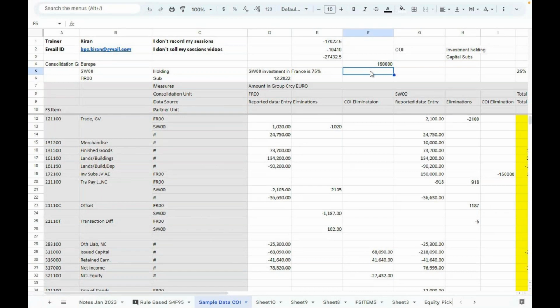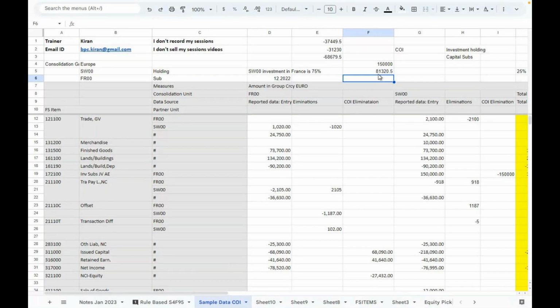So let's calculate 75%. Here only we will calculate. So 75% of common stock is 37,449. 75% of retained earnings is 31,230, total 68,679, right? So goodwill is your investment minus this 75% of your subsidiary equity, which is 81,320. So where I have to post this goodwill?